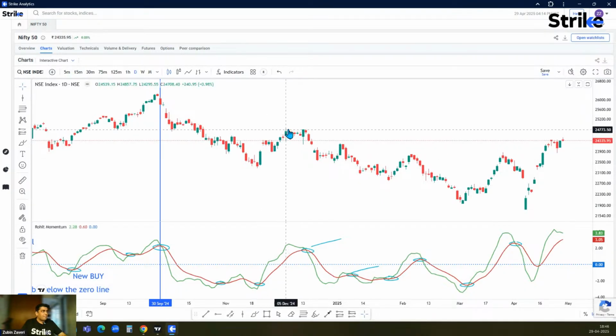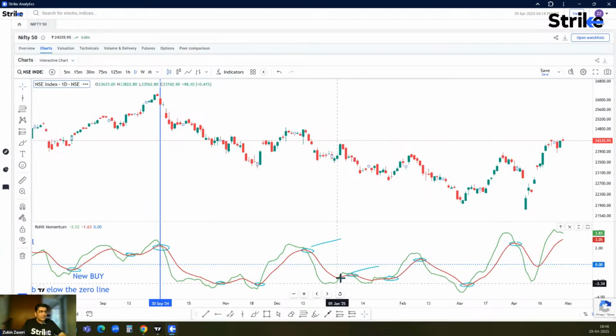And after a sideways move we got a new sell immediately. So from a new buy over here to a new sell over here. And then from there it went down. There was a new sell signal generated over here. This new buy did not work.